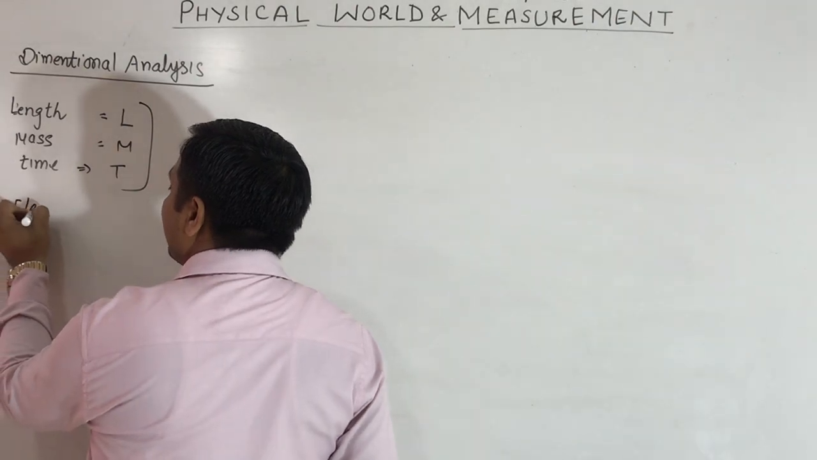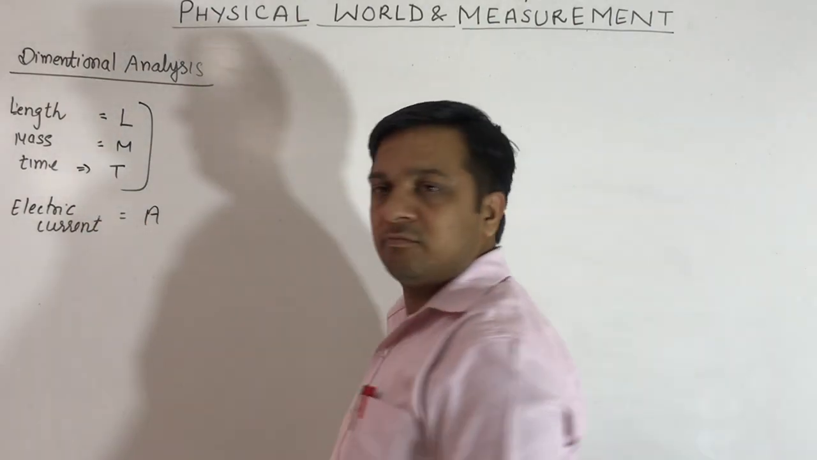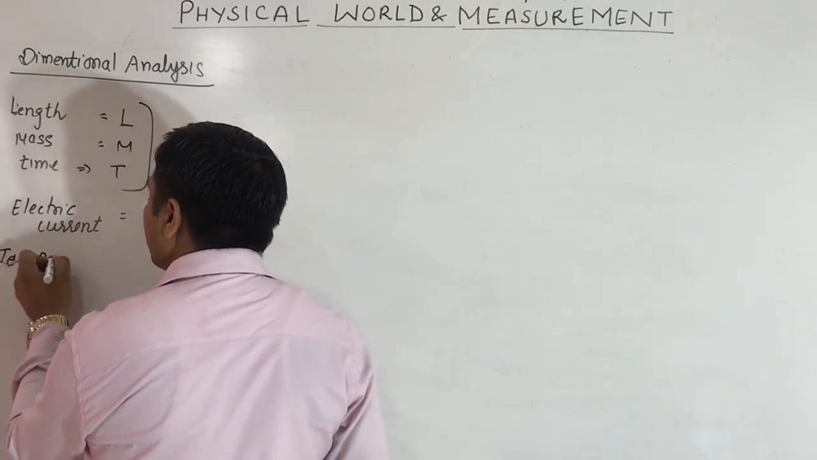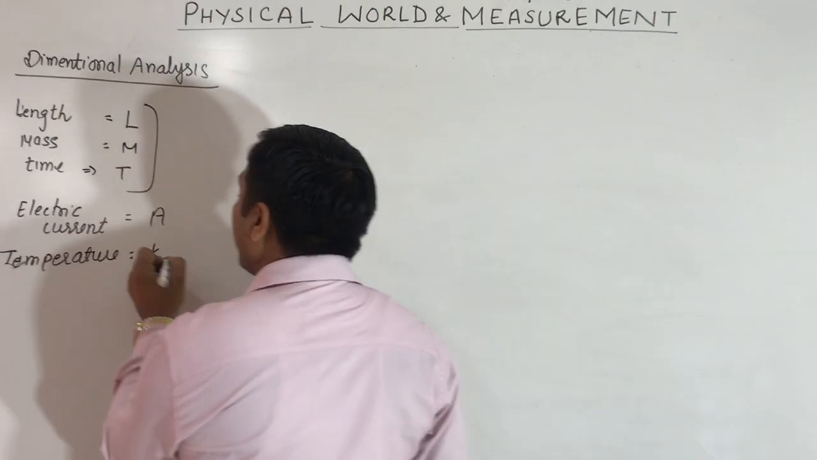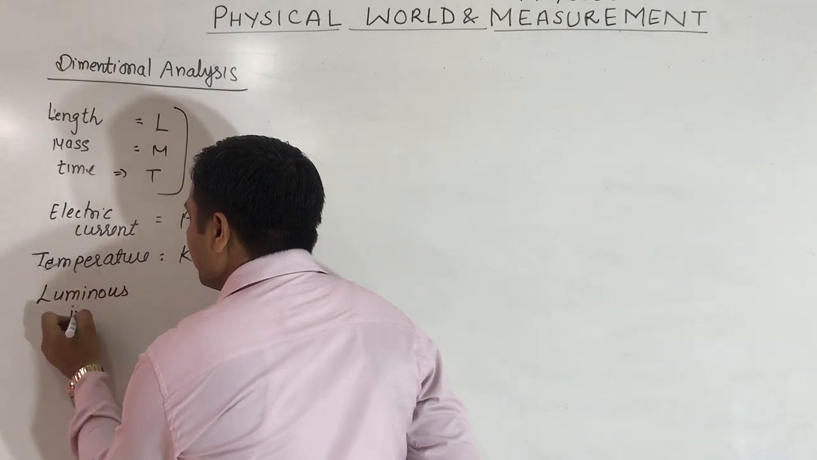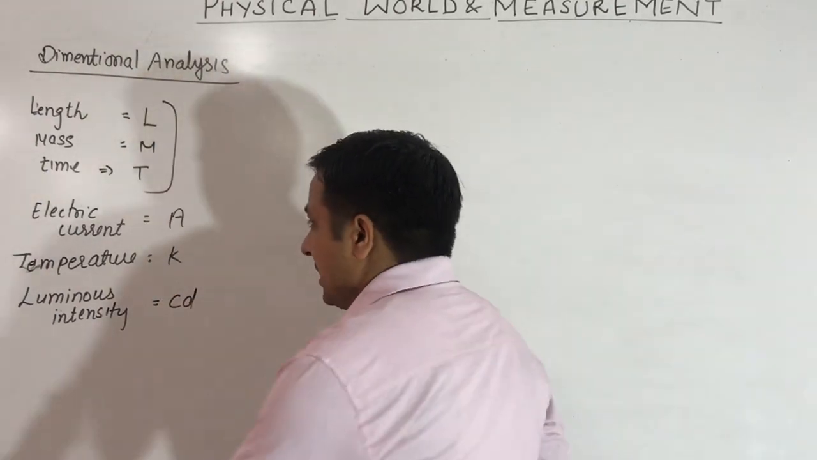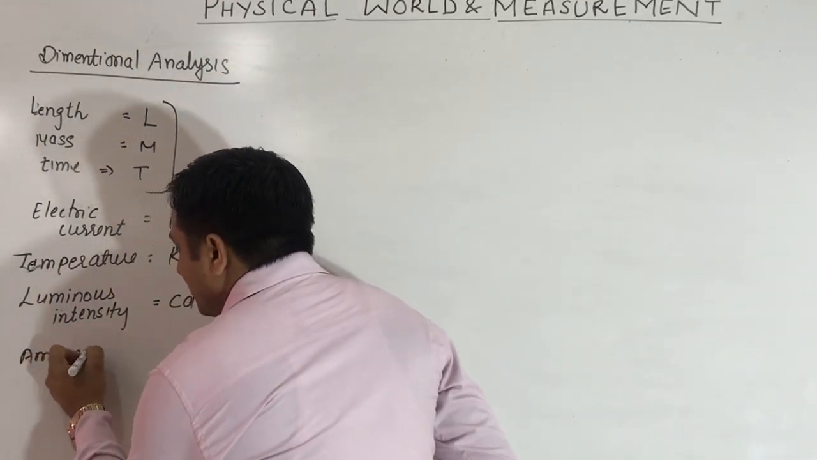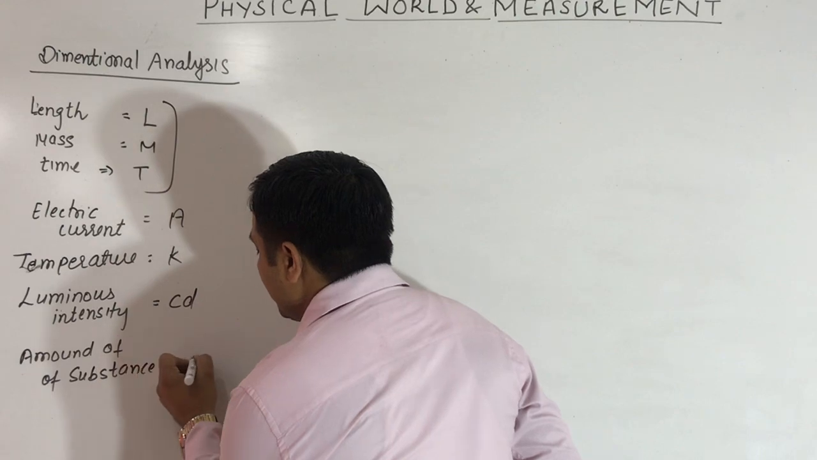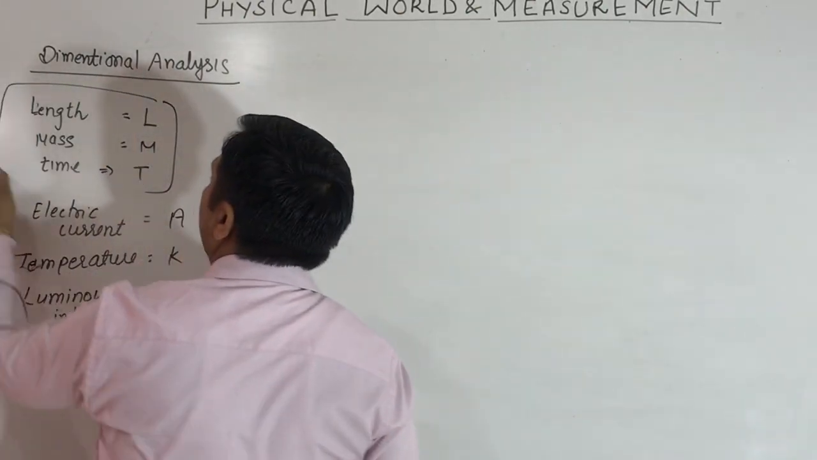For electric current, it is represented by capital A; temperature, capital K; luminous intensity, CD; amount of substance, that is written in this form, mole. But basically in 11th class we will use M, L and T.